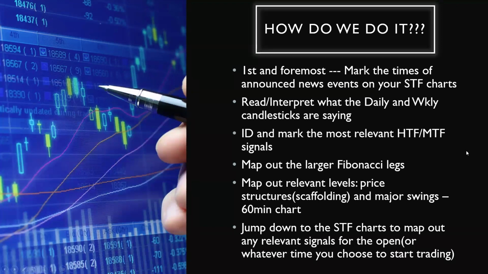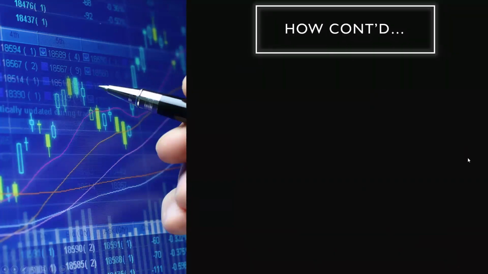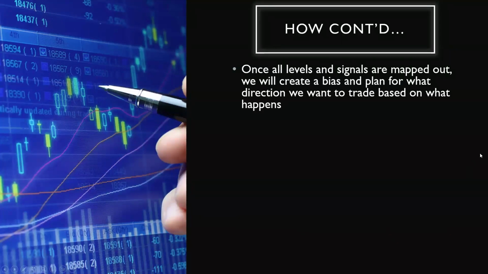So that's the basic gist of it. Now let's continue here. Once we have all those levels and signals mapped out, now we can create a bias or a trade plan for the day, right? Based on what happens, remember, the market is fluid. It's always changing. New information is coming in, especially with the S&P 500.